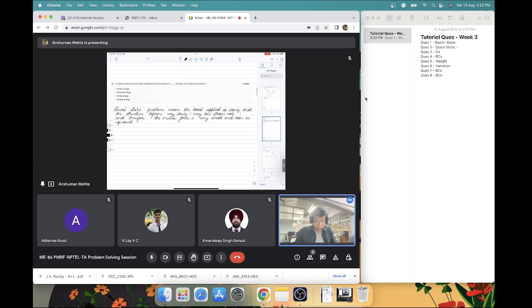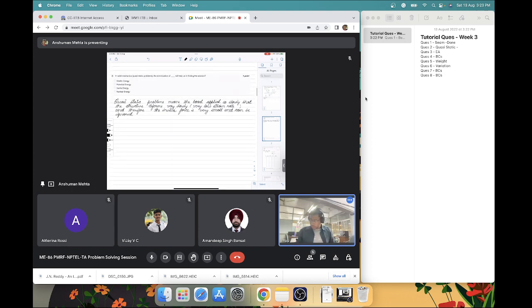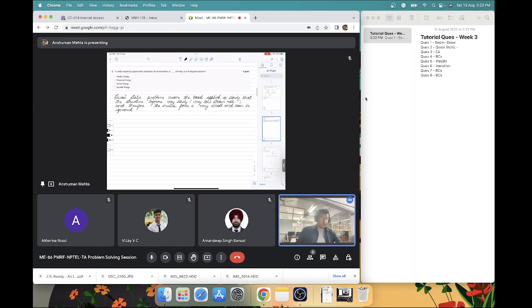Now coming to question number 2. So in solid mechanics, which is a quasi-static problem. So first we will look at what quasi-static problem means. The minimization of dash will help in finding the solution. So first, what quasi-static problem means?